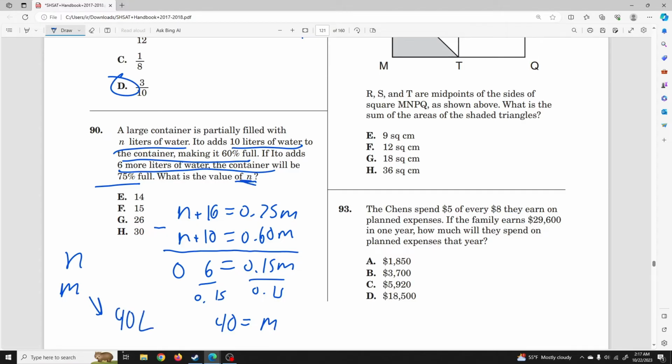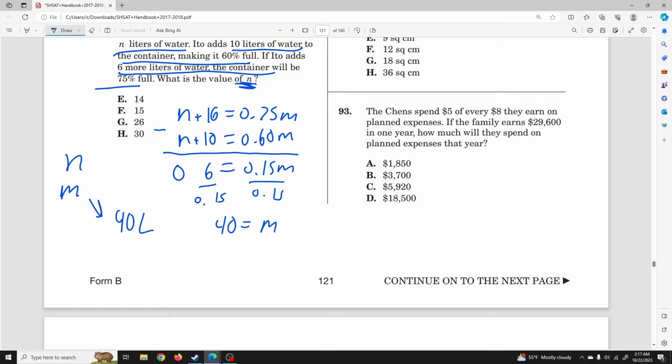So what is the value of n? Well, we know that n plus 16 is equal to 40 times 0.75, right? 0.75 times 40 is equal to 30. N plus 16 is equal to 30. Subtract 16 from both sides, and that means that n is equal to 14.